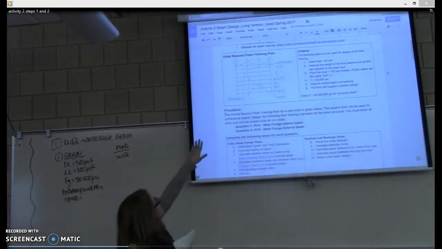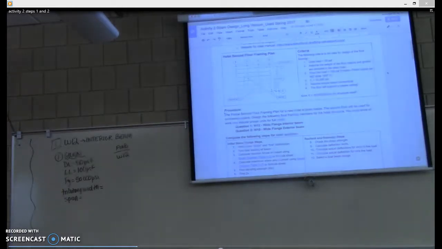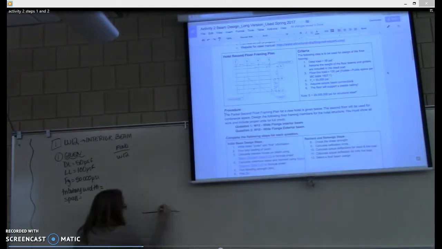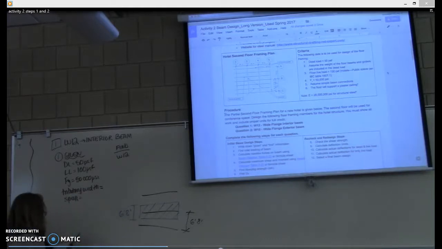Okay, so my tributary width, I have to look up at my framing plan, and I looked at the interior beam. It needs to support the load halfway to one side and then halfway to another side. So I'll draw that out here. Here are my 3 beams. They are 6 feet 8 inches apart. And so my interior beam is responsible for, again, halfway on either side. So my total tributary width is 6 feet 8 inches. So we'll write that down in the given.